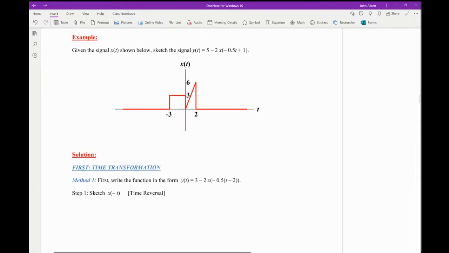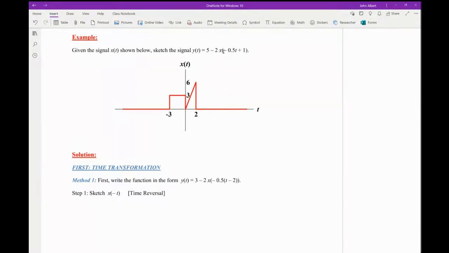So this is the signal x of t that I gave you, which consists of 2 parts that look like a rectangle and a triangle. The idea here is that it does not have any symmetric features, so that whenever something happens to that signal, it becomes clear to you what has happened. And I gave you x of t, and I'm asking you to find y of t, or sketch y of t, which is equal to 5 minus 2 times x of minus 0.5 t plus 1.